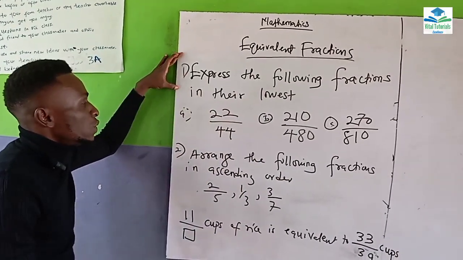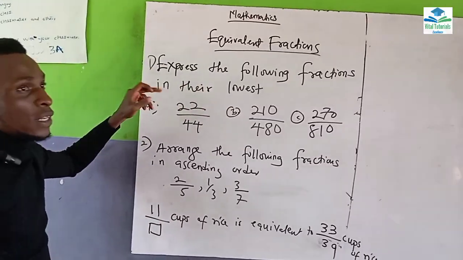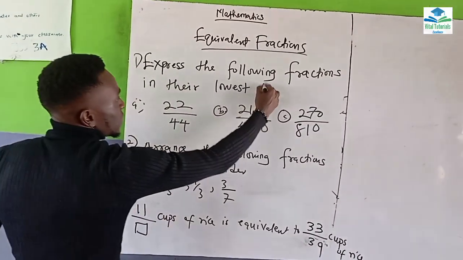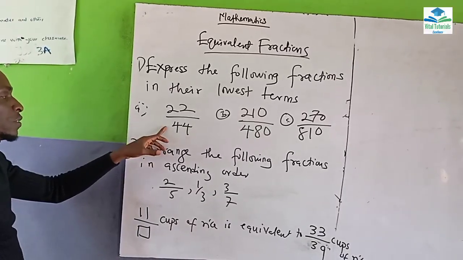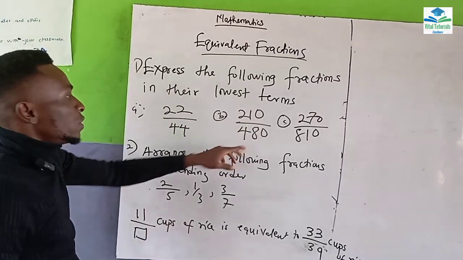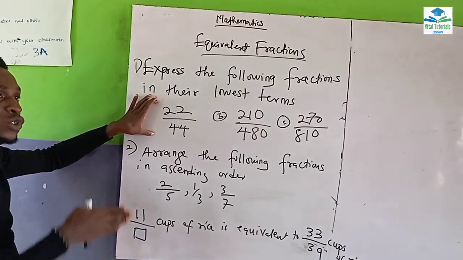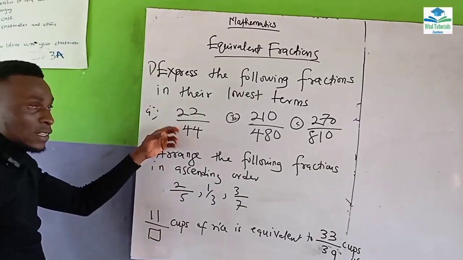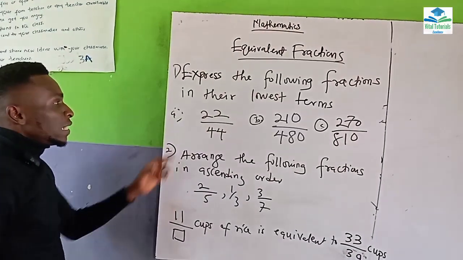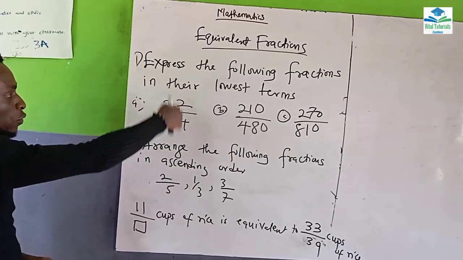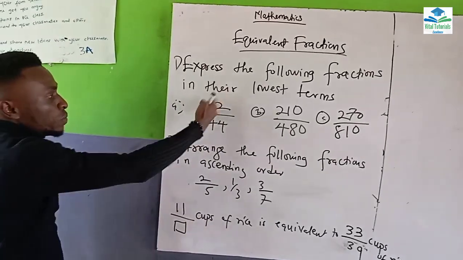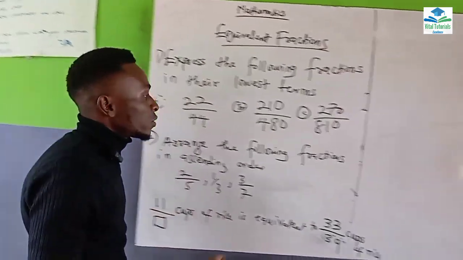Now we have a question here. We say express the following fractions in their lowest terms. In their lowest what? Terms. Therefore, you have 22 over 44 or 210 over 480. If you break this down to the lowest term, it is also equivalent to this fraction you have here. Let's start with the first one. That means we have to use a number that can divide both up and down to break it down to get to the lowest term. That's what they ask us to do.